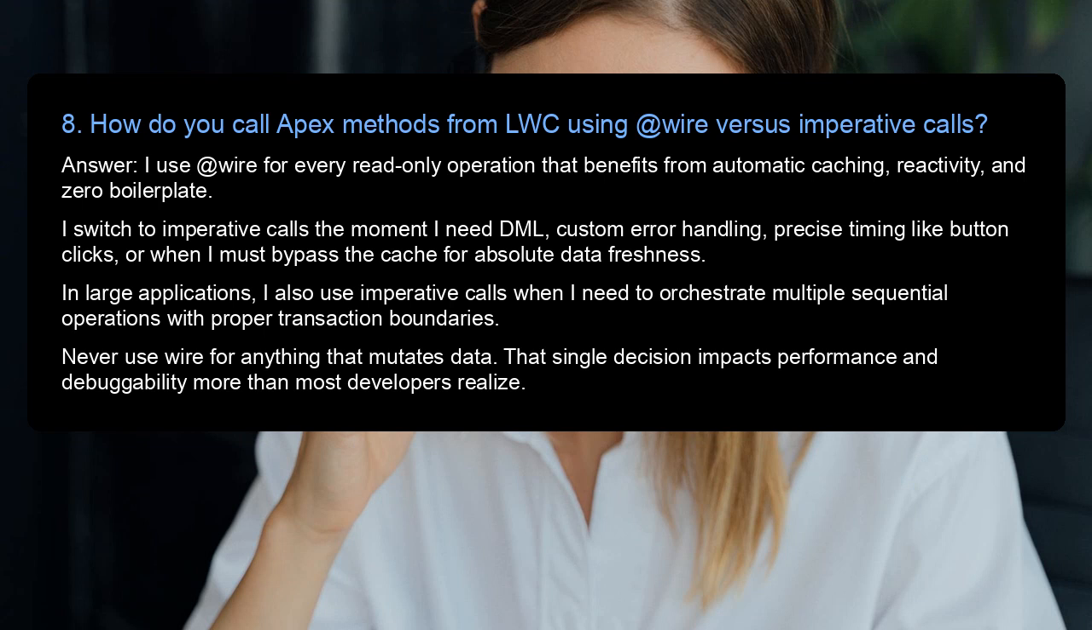8. How do you call Apex methods from LWC using @wire versus imperative calls? Answer: I use @wire for every read-only operation that benefits from automatic caching, reactivity, and zero boilerplate. I switch to imperative calls the moment I need DML, custom error handling, precise timing like button clicks, or when I must bypass the cache for absolute data freshness. In large applications, I also use imperative calls when I need to orchestrate multiple sequential operations with proper transaction boundaries. Never use wire for anything that mutates data. That single decision impacts performance and debuggability more than most developers realize.